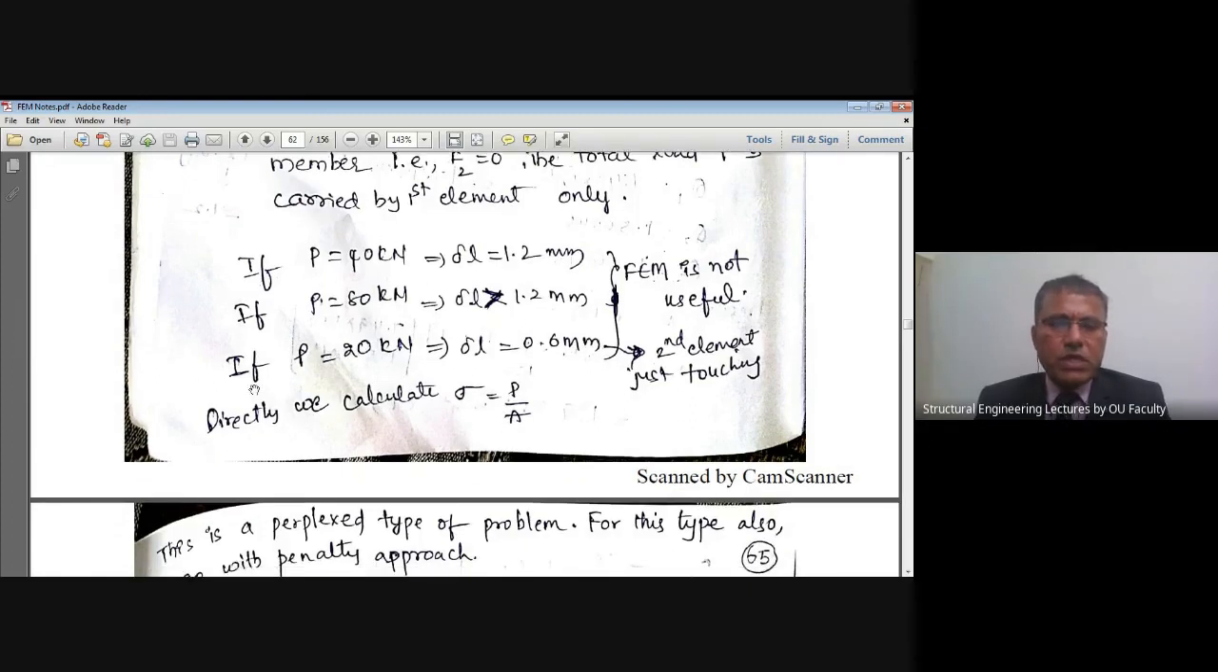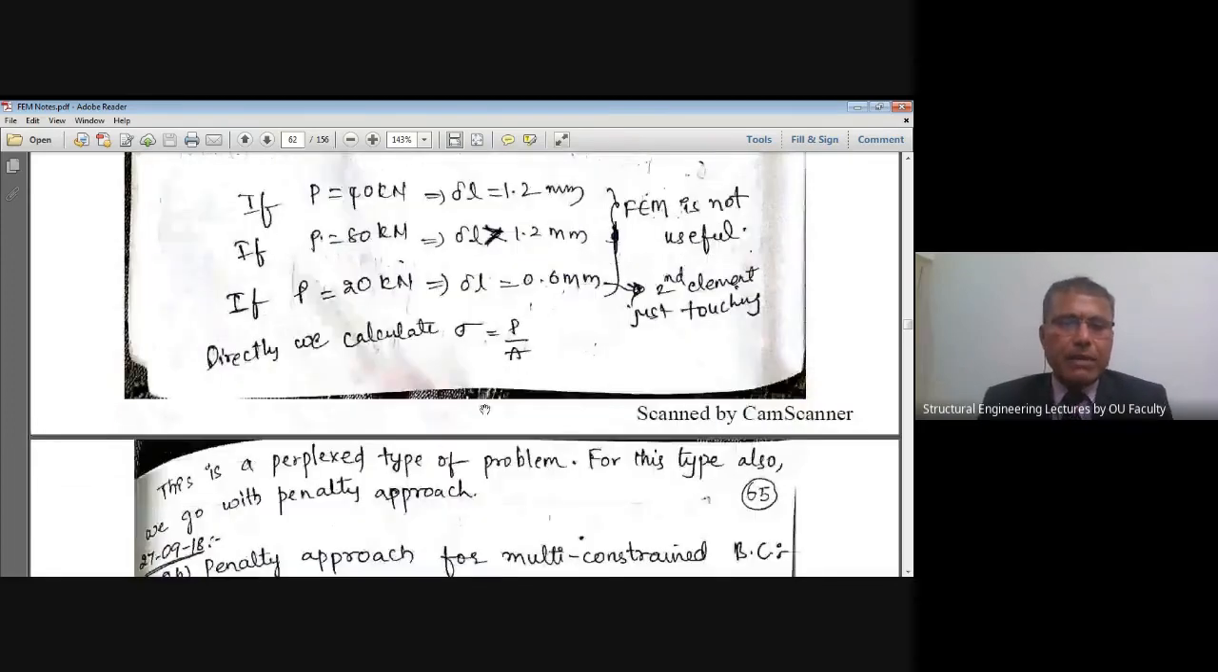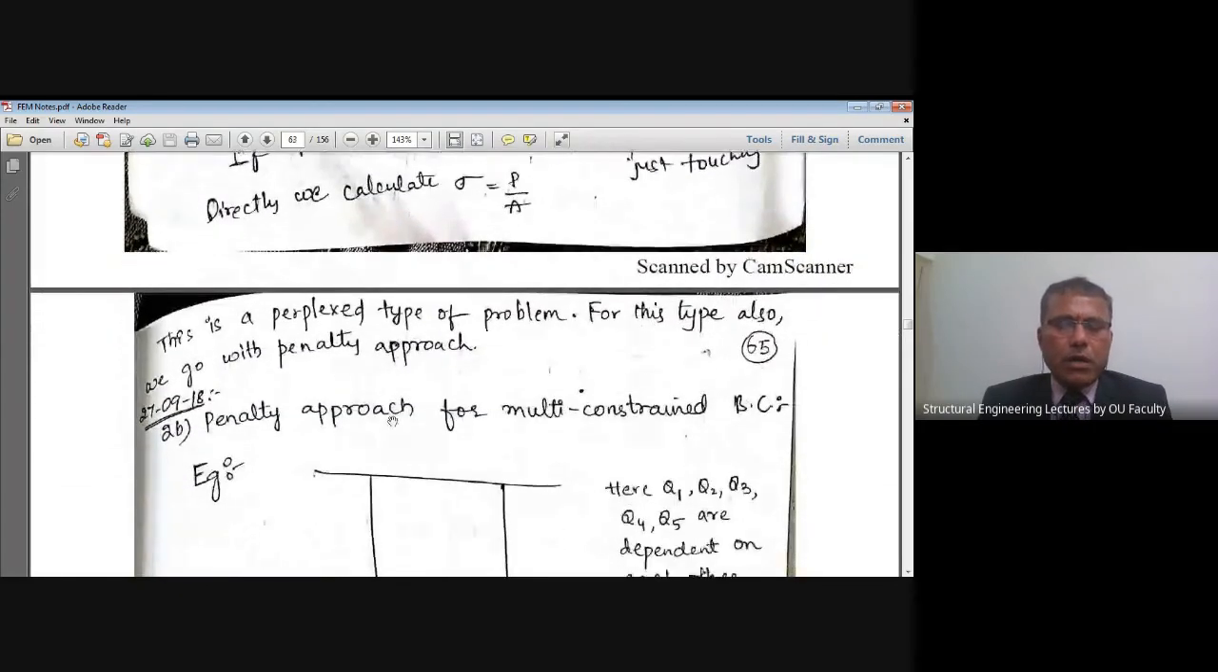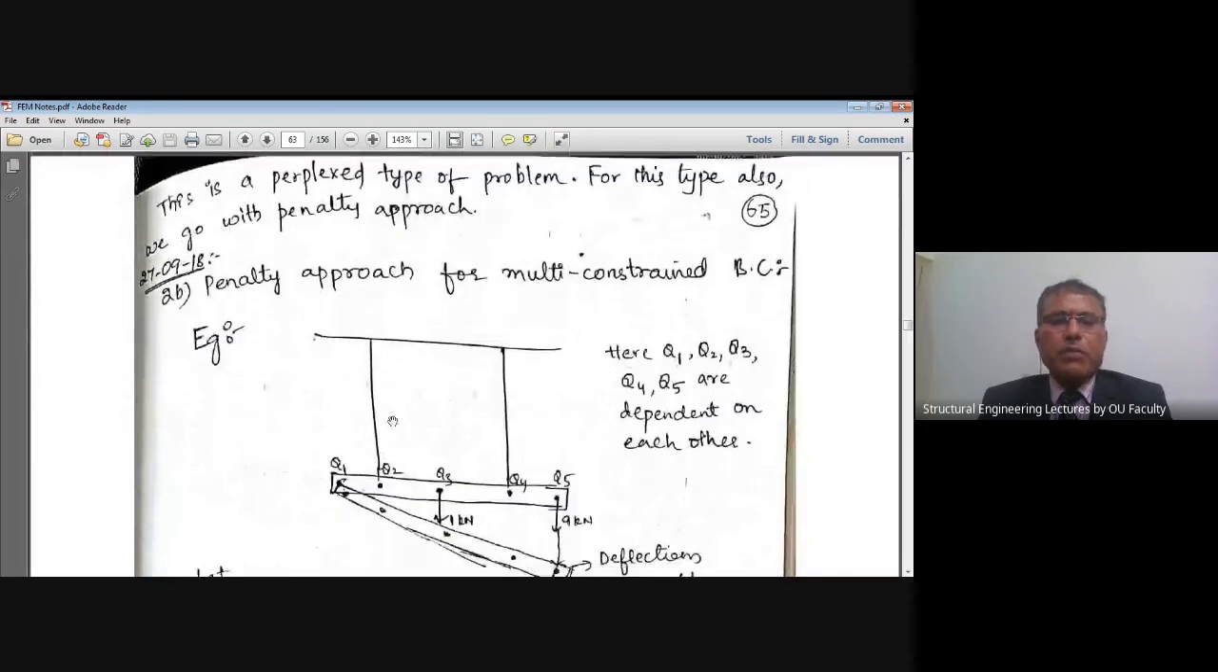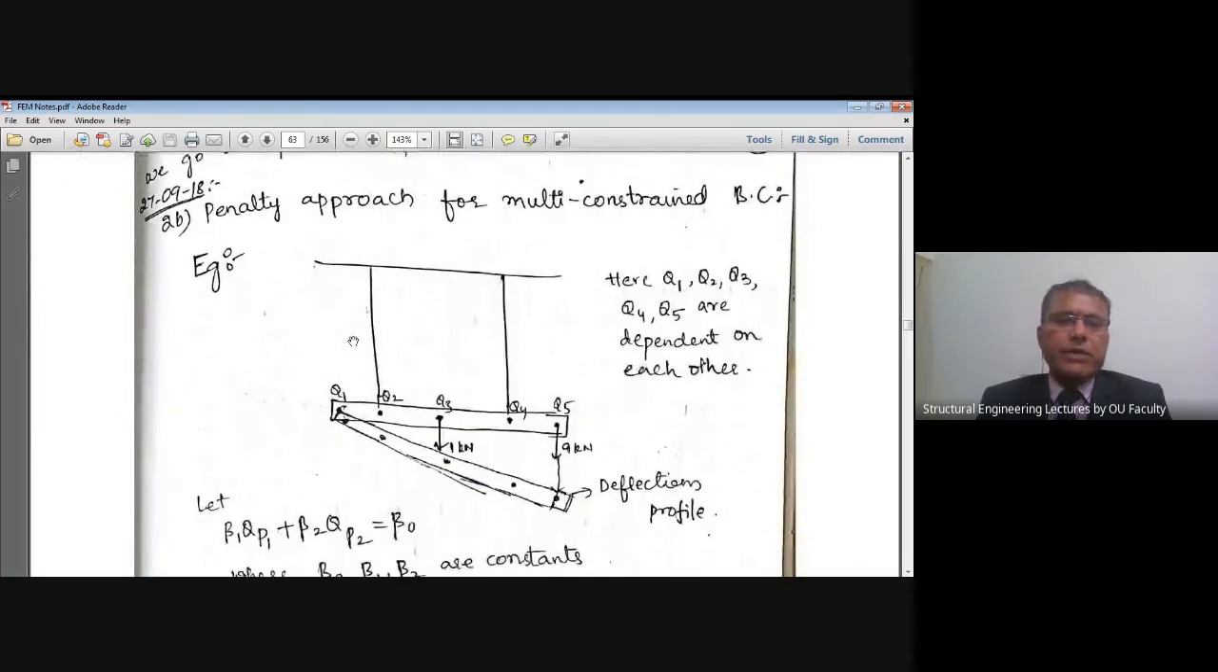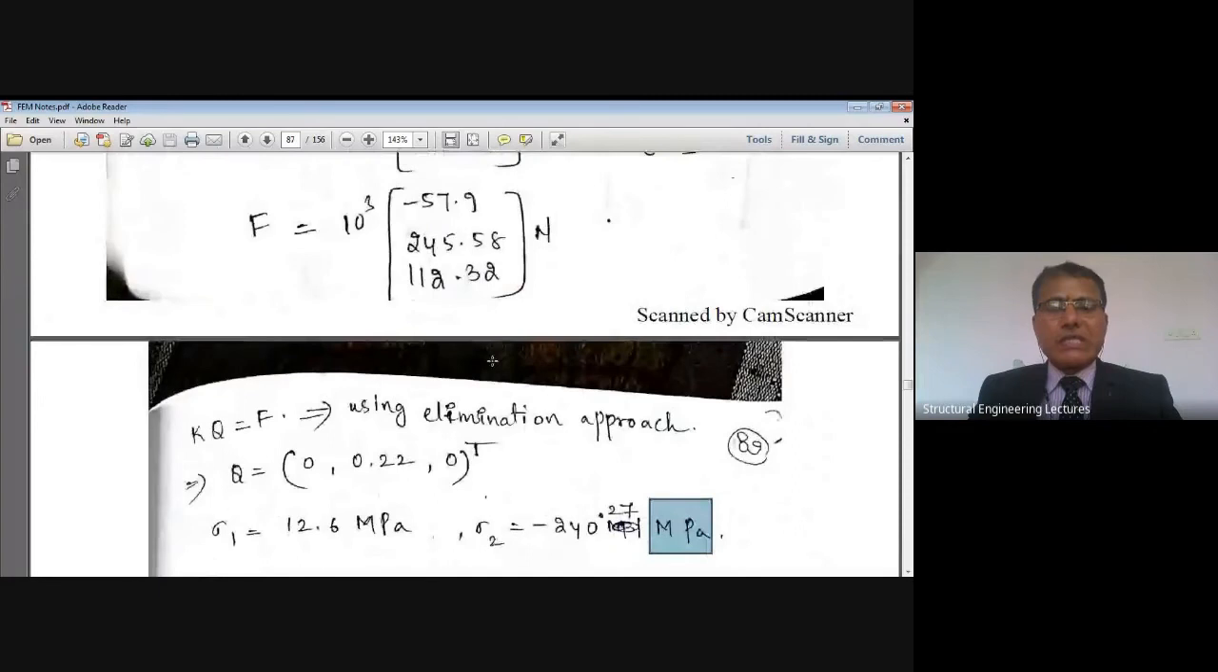That is how, if the forces are changing, there is a change in the specified boundary conditions, leading to a change in the nature of the stresses in the second element, right? That is the penalty approach for the specified boundary conditions, students. Now we conclude these discussions on one-dimensional elements.